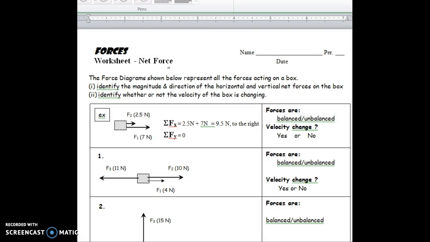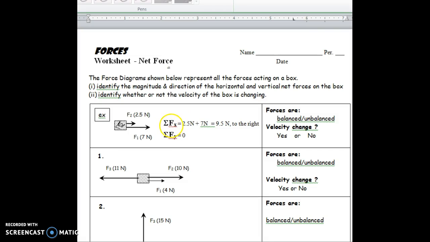Here's a worksheet that you'll be doing, and on the top is an example. The job is to identify the magnitude and direction of the horizontal and vertical net forces. So the object is square, and it shows force 1 and force 2, with magnitudes 7 newtons and 2.5 newtons to the right in this case. So we add horizontal forces separately from vertical forces.